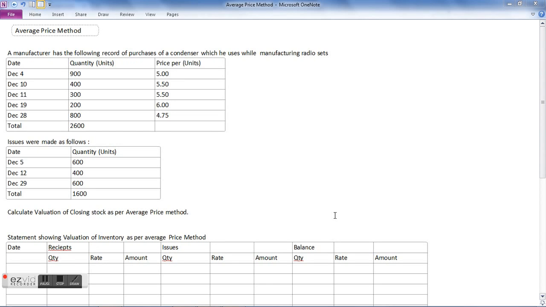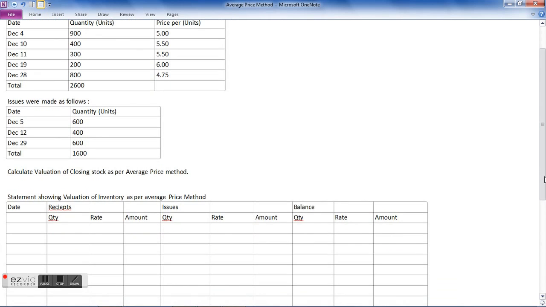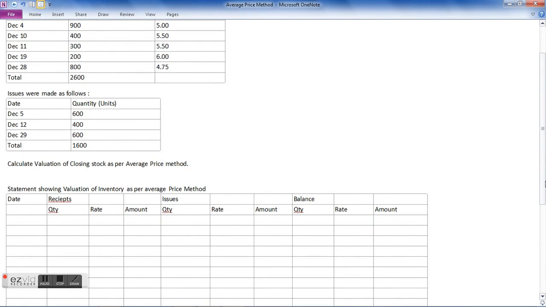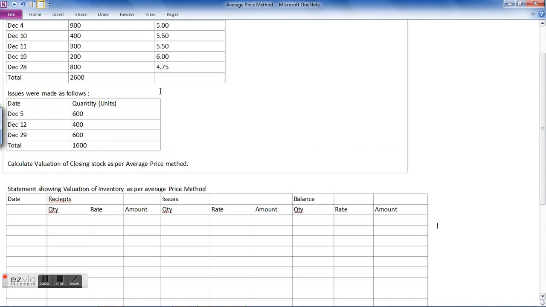Now let's start by calculating the average price. Stock as per the average price method. So we have prepared one format of statement showing valuation of inventory as per the average price method. You have date, receipts, issues, and balance. You can see here you have the quantity, rate, and amount in all three columns.